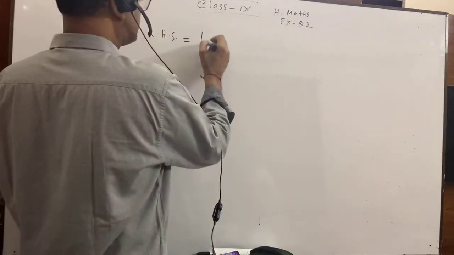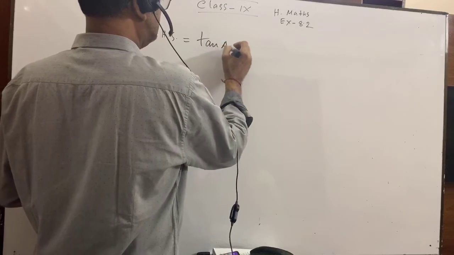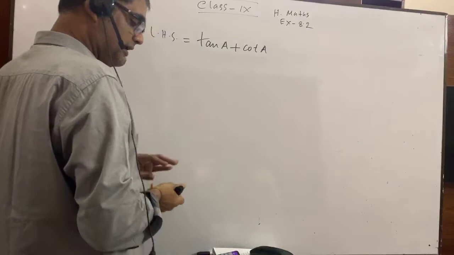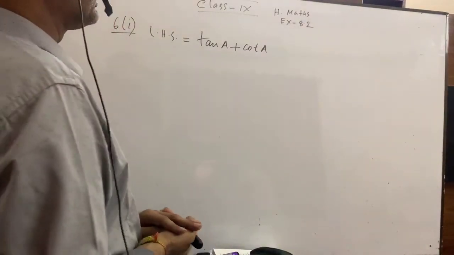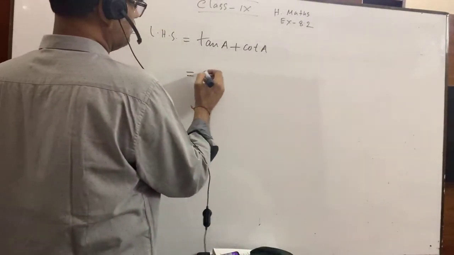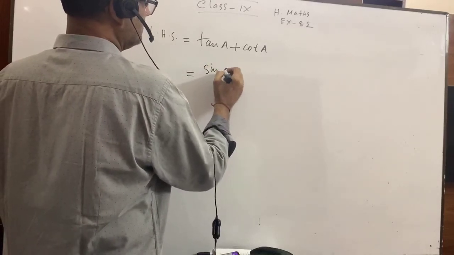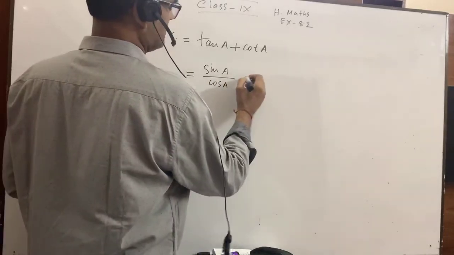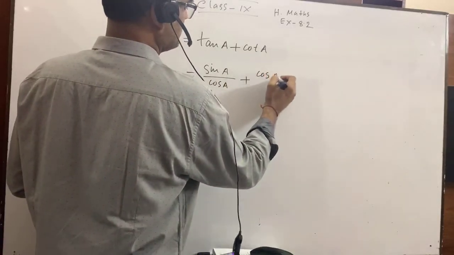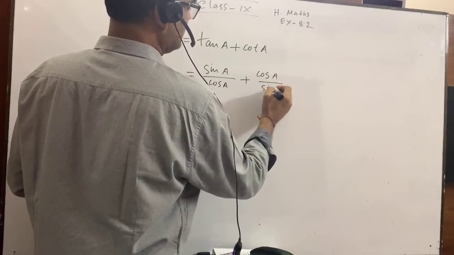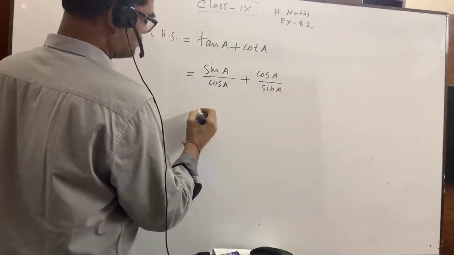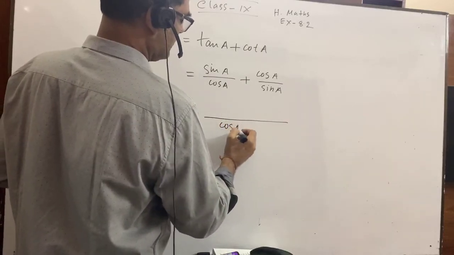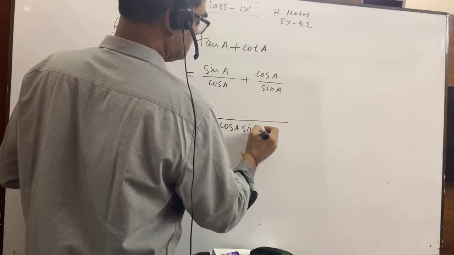Tan A plus cot A. Tan A plus cot A. Okay, what is to do? In the right hand side we are getting sec A and cosec A. That's good. We'll convert it into sin A by cos A. Okay, that's good. Formula, nothing else. Here it is what? Cosine A by sin A. Now what should we do? We have to get LCM. LCM is cosine A into sin A.